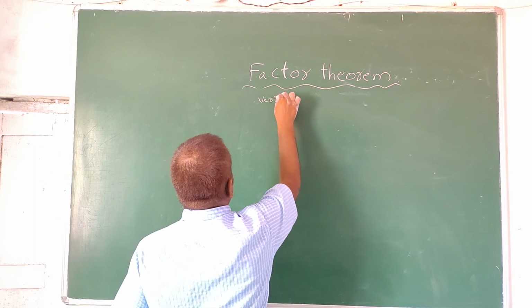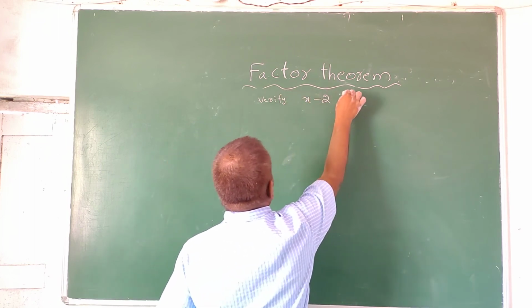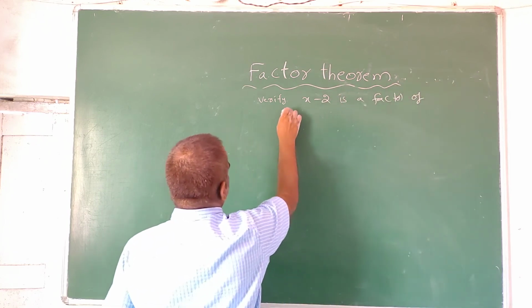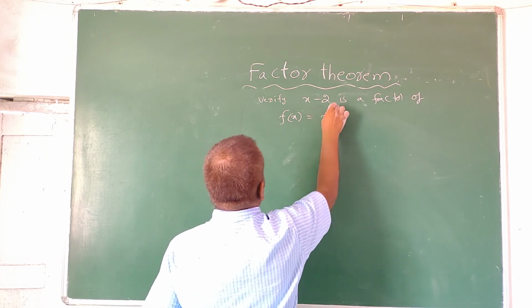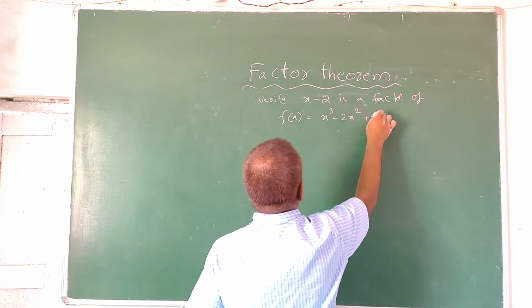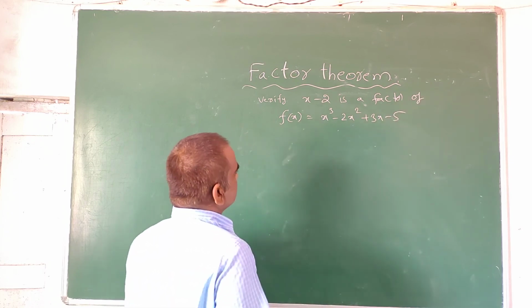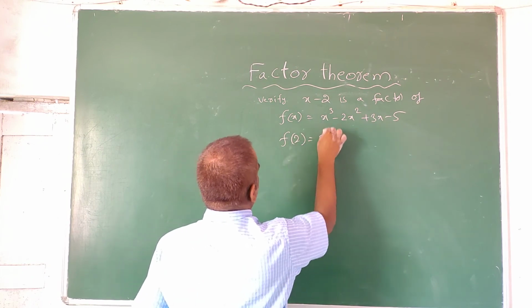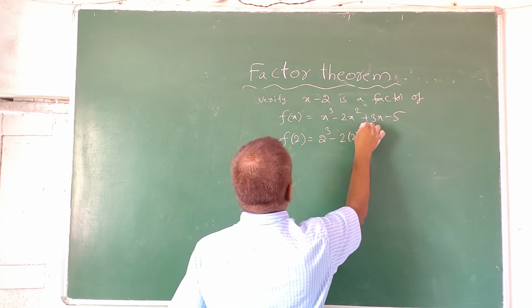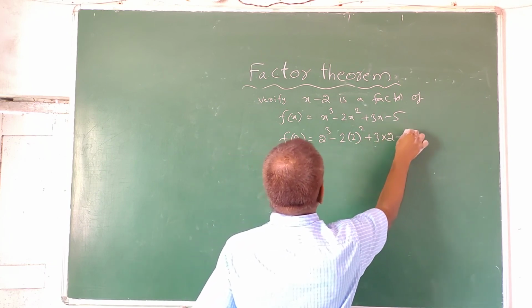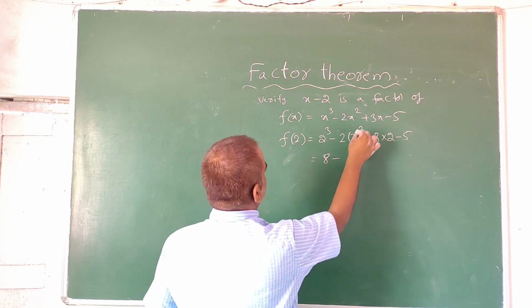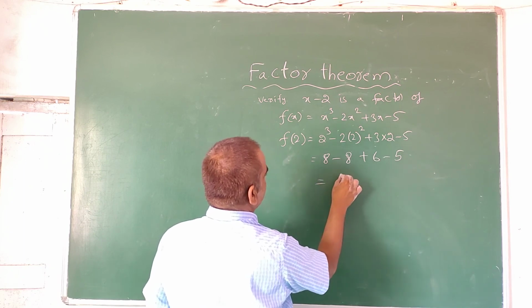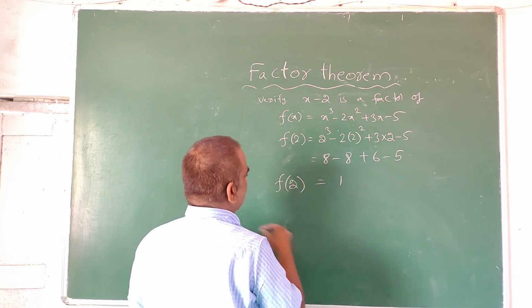Verify x minus 2 is a factor of f of x is equal to x cube minus 2x square plus 3x minus 5. So, find out f of 2. This is 2 cube minus 2 into 2 square plus 3 into 2 minus 5, which is equal to 8 minus 2 square is 4, 4 2s are 8, plus 6 minus 5. 8 minus 8 is 0, 6 minus 5 is 1. So, f of 2 is equal to 1.